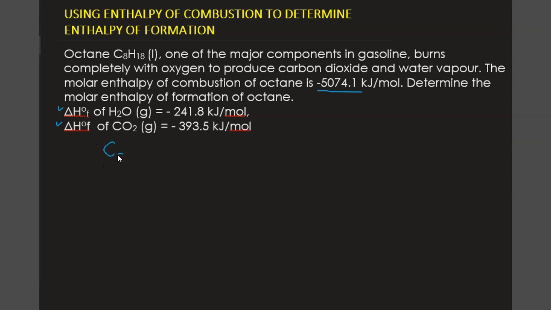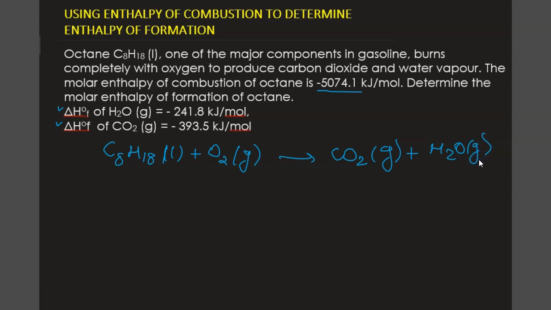So we know C8H18 liquid in the presence of oxygen gaseous would give carbon dioxide that is present in a gaseous form plus water vapor is also present in a gaseous form, and we are given delta H for this reaction, and that is delta H naught C, combustion reaction, is negative 5074.1 kilojoules per mole. Per mole means for 1 mole of octane.